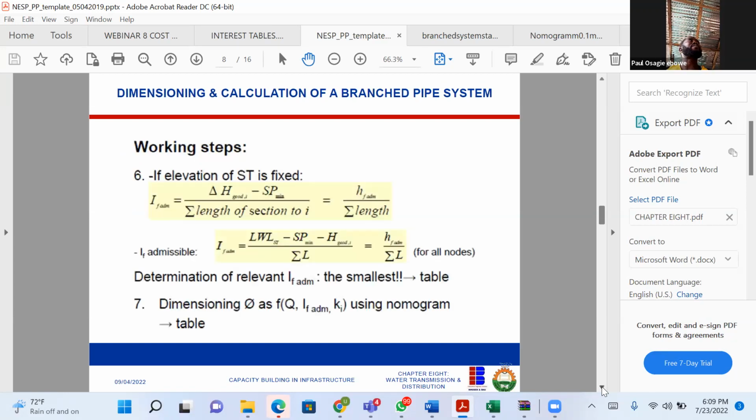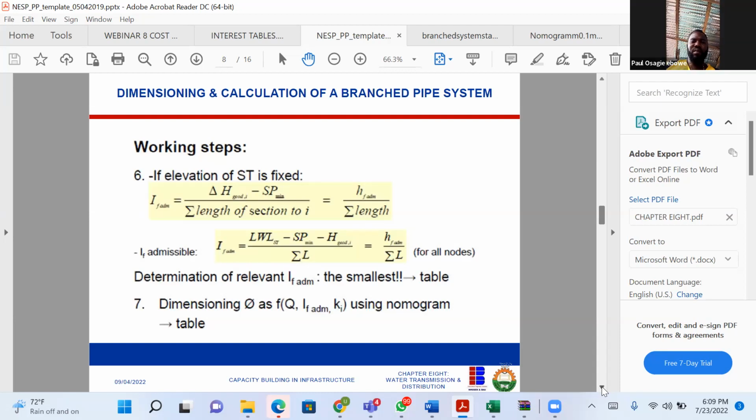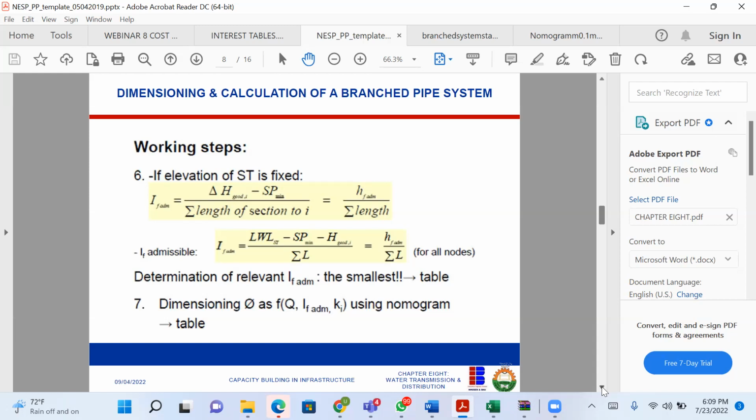Number 5, you discuss the elevation tank. There are 2 conditions: either the elevation tank is fixed or it's not fixed. If the elevation tank is fixed, you now have to calculate your slope based on that, by taking the highest point of water in the tank minus the service pressure.